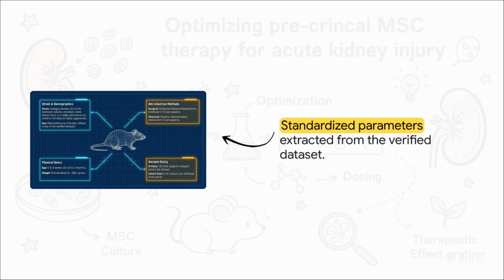And for physical specs, the ideal subject is 6 to 8 weeks old, so about 1.5 to 2 months, and standardized at over 200 grams in weight. Boom! This gives you a crystal clear baseline for your cohorts before you even touch a pipette.